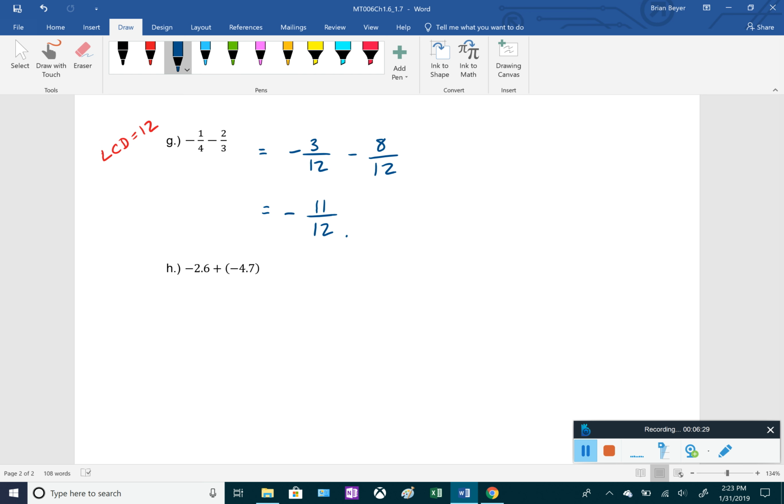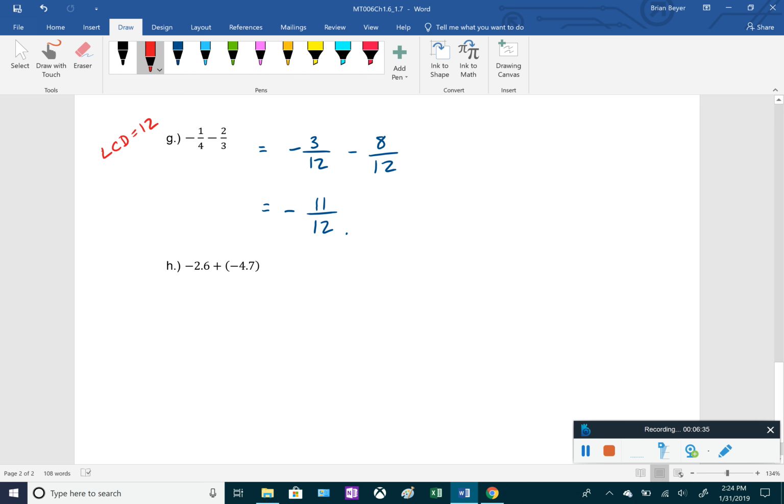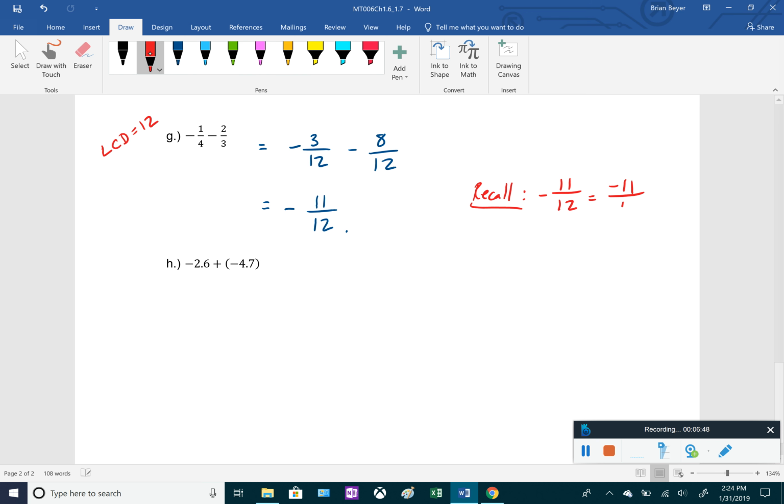Just remember the negative sign. We could have that negative out front like how I have it written, or we could have it in the numerator, which is also common. Or we can put it in the denominator, which is not as common, but technically it's the same thing. So typically just write it out front or in the numerator.